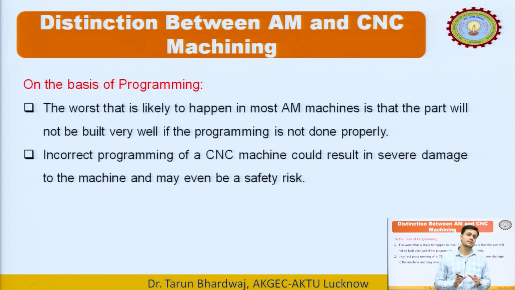Means अगर आपने कोई प्रोग्रामिंग नहीं करी, अगर इस प्रोग्रामिंग में कुछ गलत कर दिया है, तो होता क्या है कि आपका पार्ट नहीं बनेगा, मैक्सिमम से मैक्सिमम. बट if you just talk about CNC machining, आपने अगर कोई गलत प्रोग्रामिंग कर दी है, ठीक है, आपने अगर उसके पॉइंट्स प्रॉपर्ली डिफाइन नहीं करे हैं या G कोड्स और M कोड्स प्रॉपर्ली डिफाइन नहीं करे हैं, तो होता क्या है, that incorrect programming of the CNC machine could result in severe damage to the machine and may even be a safety risk.